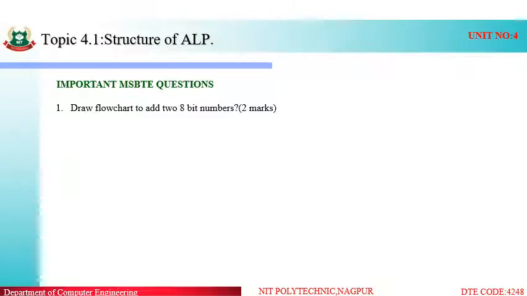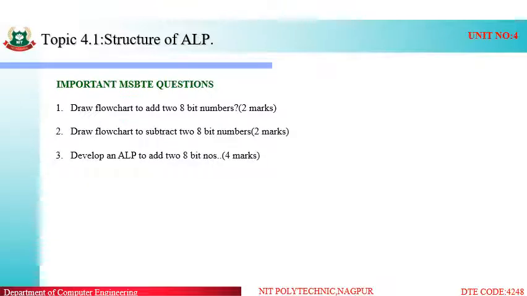So important MSBTE related questions are: draw the flowchart to add two 8-bit numbers, flowchart to subtract two 8-bit numbers, develop an assembly language program to add 8-bit numbers. Whenever there is a statement or keyword such as develop, we have to draw the flowchart as well as write the complete code, that is our program, and develop an assembly language program to subtract two 8-bit numbers.